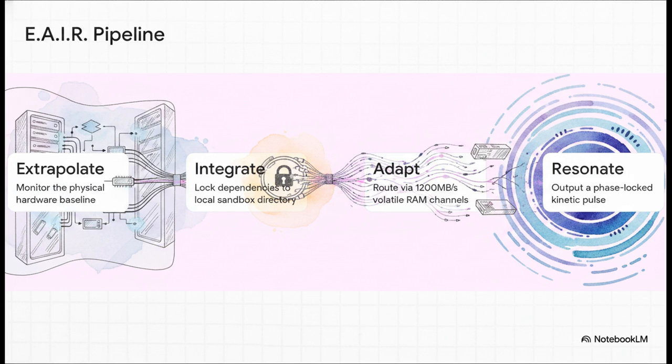First, it extrapolates, constantly monitoring physical hardware limits like power distribution and logic gates. Second, it integrates, locking all dependencies natively into that isolated local directory we just talked about. Third, it adapts, routing data through volatile RAM capillary channels. Think of those like temporary, lightning-fast veins to totally bypass traditional storage throttling. And finally, it resonates. The system literally translates data strings into a specific kinetic frequency.